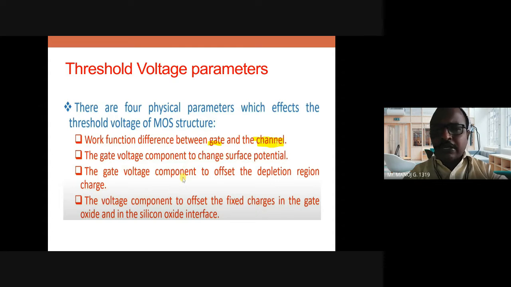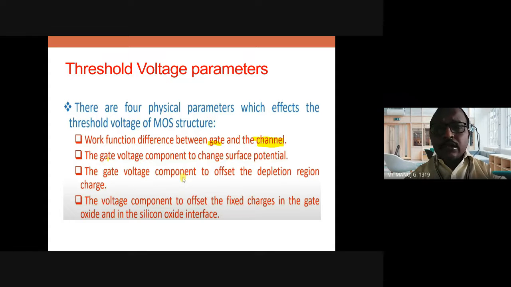These are physical parameters which affect the threshold voltage. The first physical parameter is the work function difference between the metal and the channel. Gate is nothing but the metal region, and then the channel region. The second we'll study in detail as we go down, so just keep this in your mind. The first parameter is the difference between the metal and the channel region.